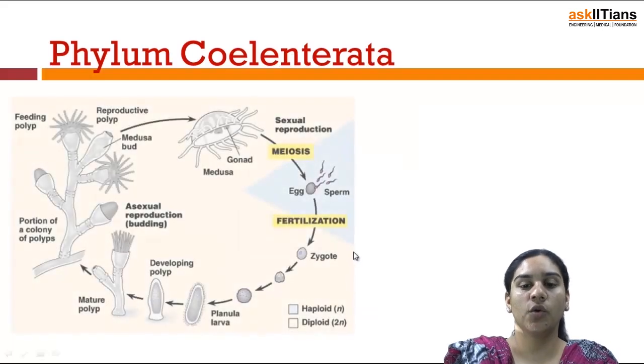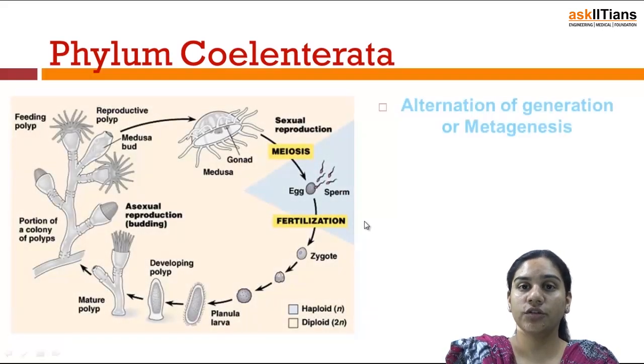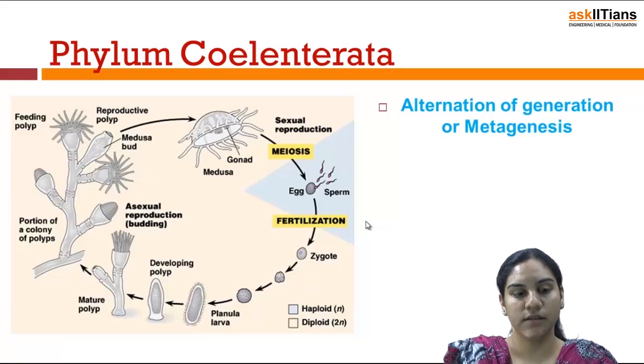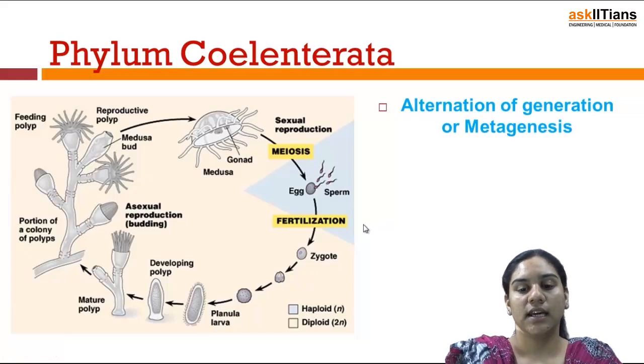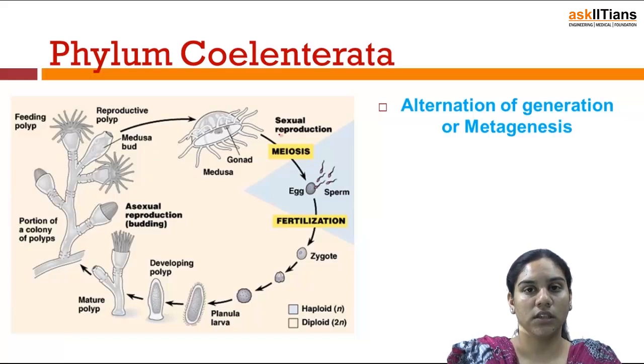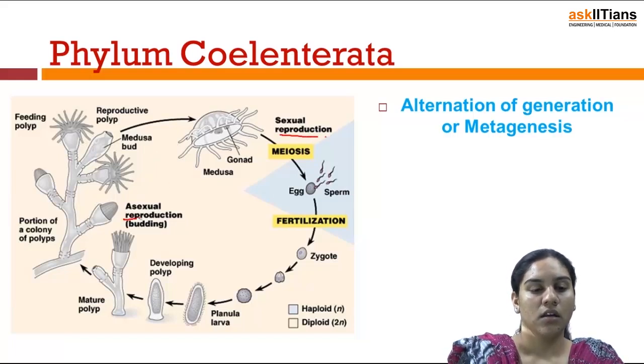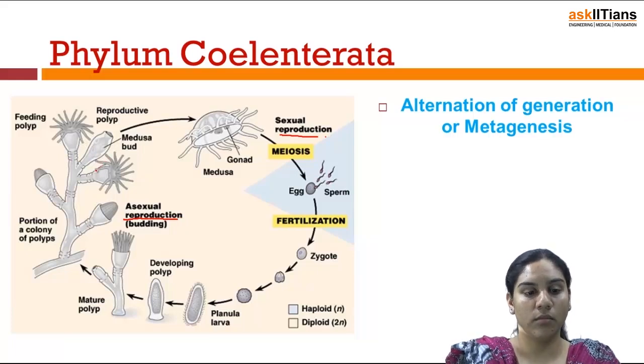This figure shows the alternation of generation, which is also known as metagenesis. Here you can see that in this cycle both sexual reproduction and asexual reproduction alternate. This figure shows a colony of polyp form in which a reproductive polyp gets detached from the parent body and forms a medusa.